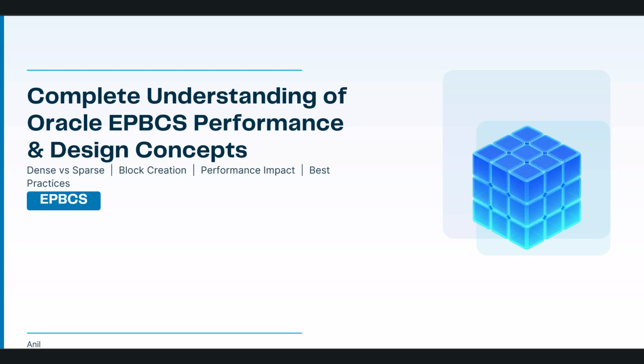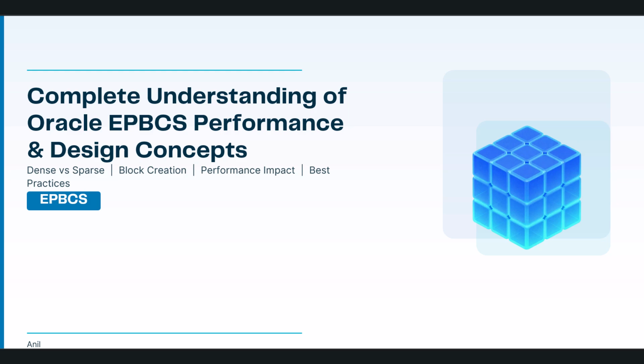By the end of this video, you will clearly understand what dense and sparse dimensions are, how data blocks are physically created and stored inside EPBCS, how intelligent calculation works, and most importantly, what happens when you get the design wrong. We cover four main areas in this video: dense versus sparse, block creation, performance impact, and best practices.